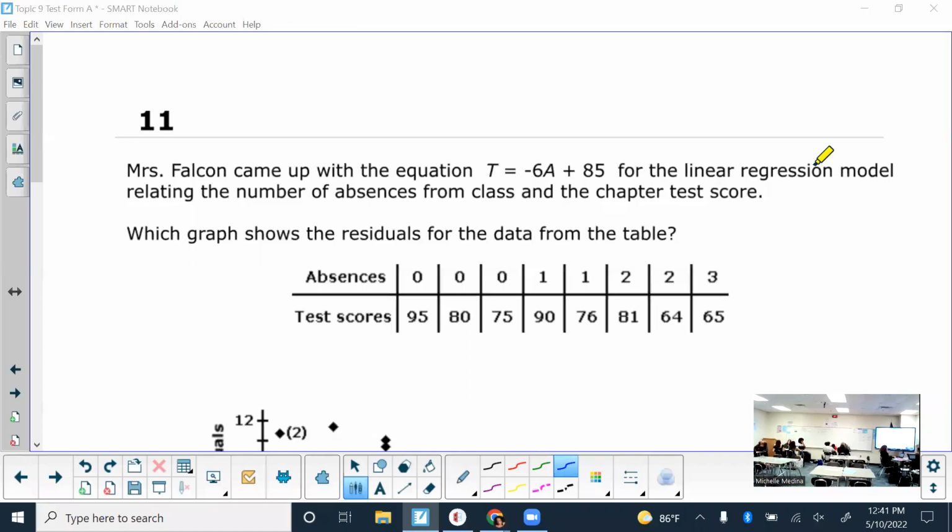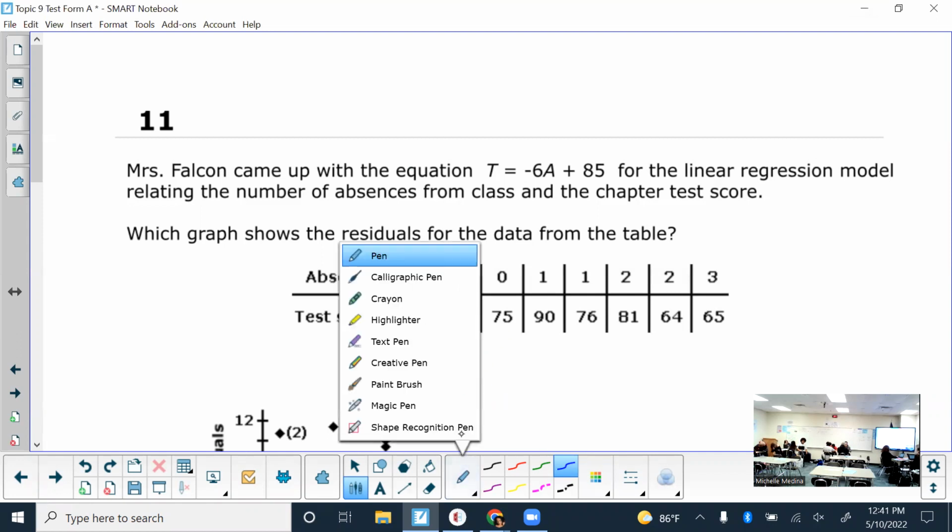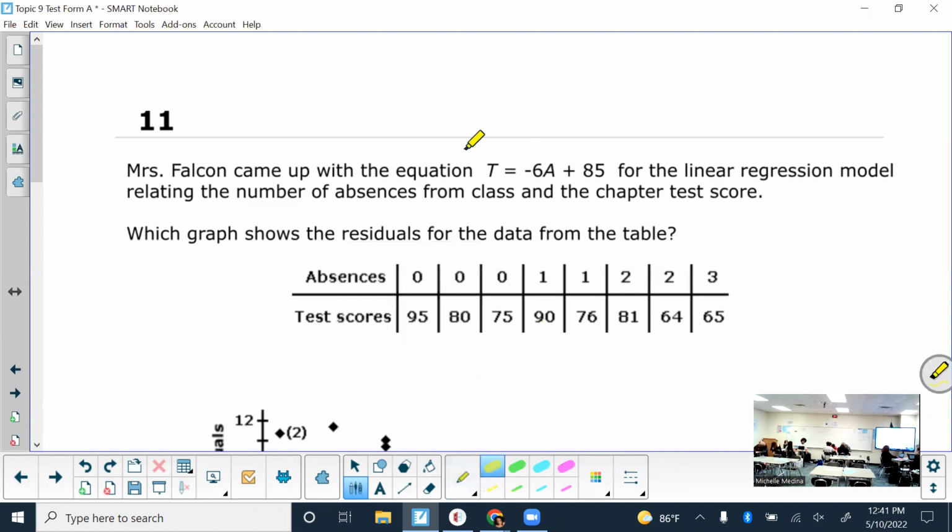So number 11, Mrs. Falcon came up with the equation T equals -6a plus 85. That's an example of a trend line or a linear regression model or line of best fit. They all mean the same thing. And anytime that you have a trend line, it's in y equals mx plus b form, isn't it? I mean, they're not using y's and x's, but it's in that same format.